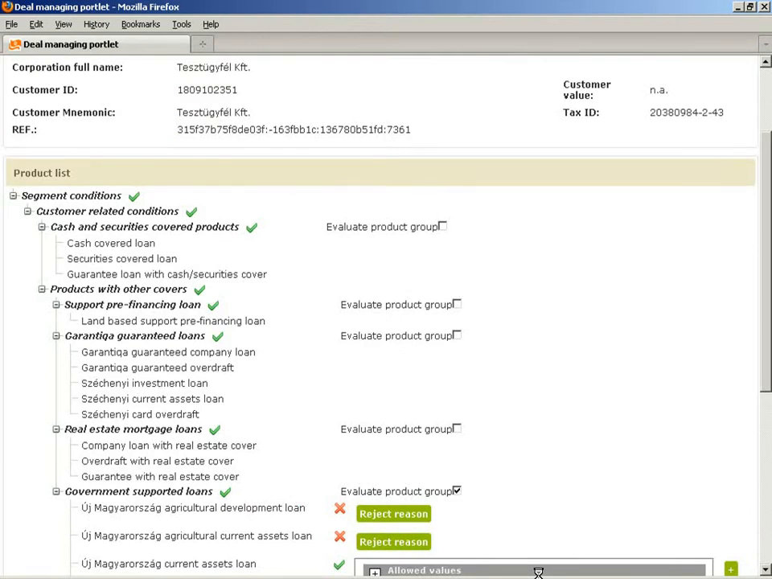Then the evaluation of the specific customer request is performed. The system checks which products can satisfy the customer's financing needs.